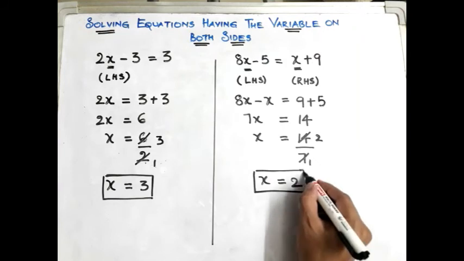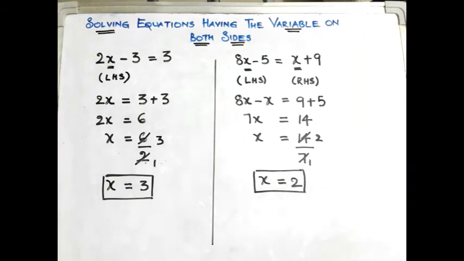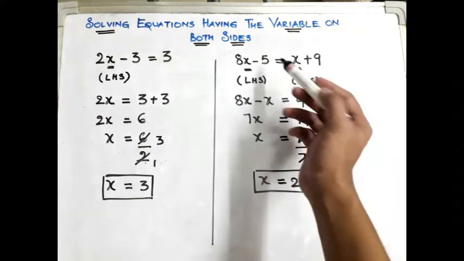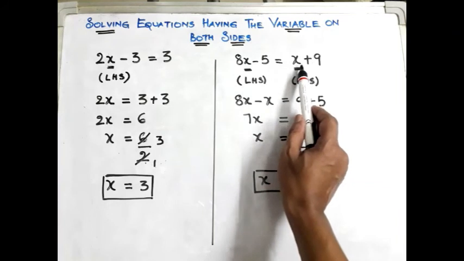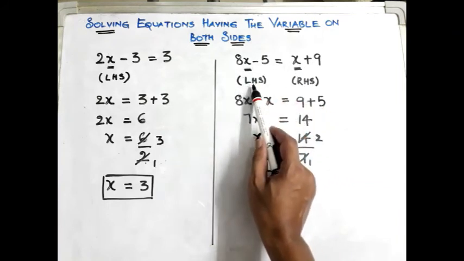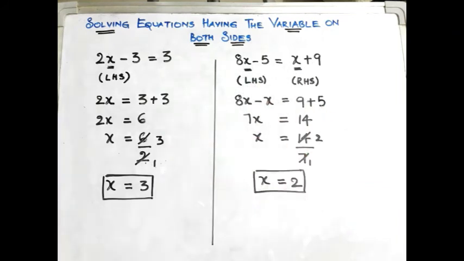Okay. So this is the way we solve the equations having the variable on both sides. Hope you got the point. Variable on both sides means the variable may exist at RHS and LHS. So I want to repeat again, please don't copy this in your CW. Today's class is only for understanding purpose.